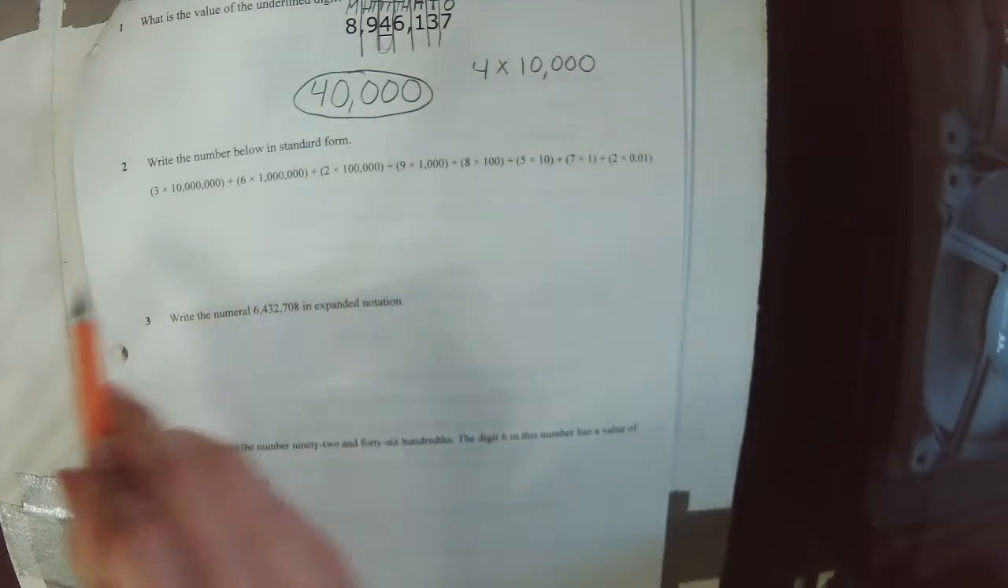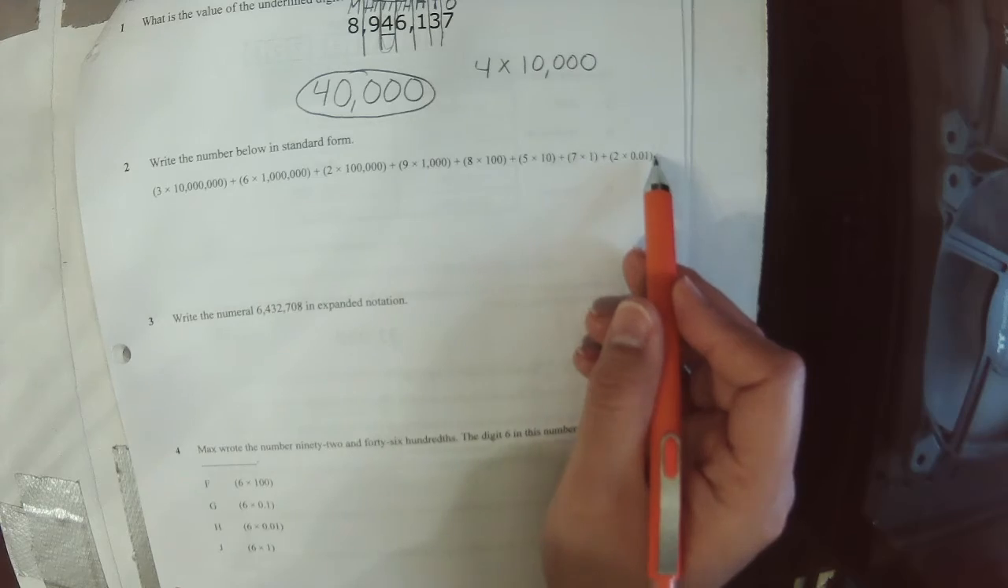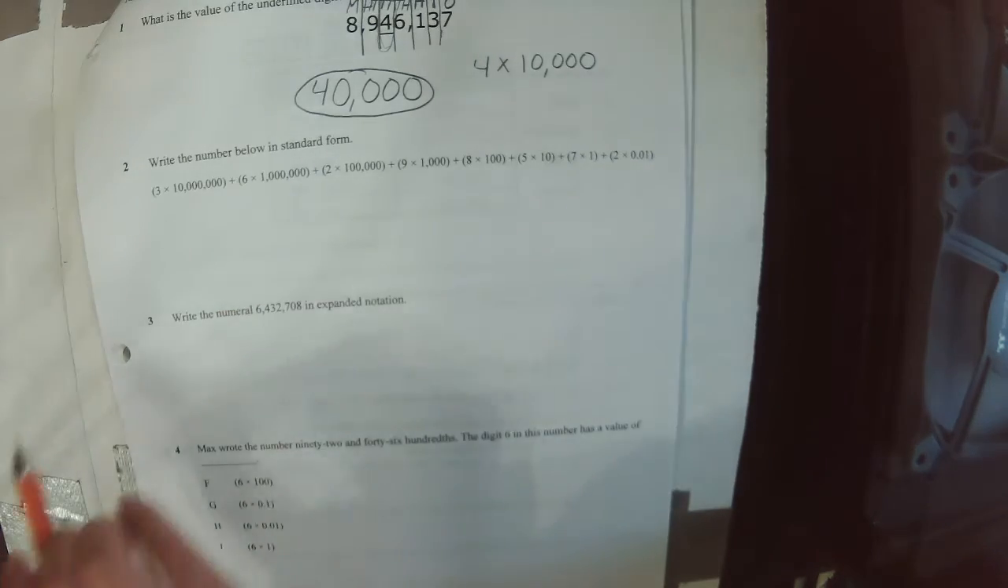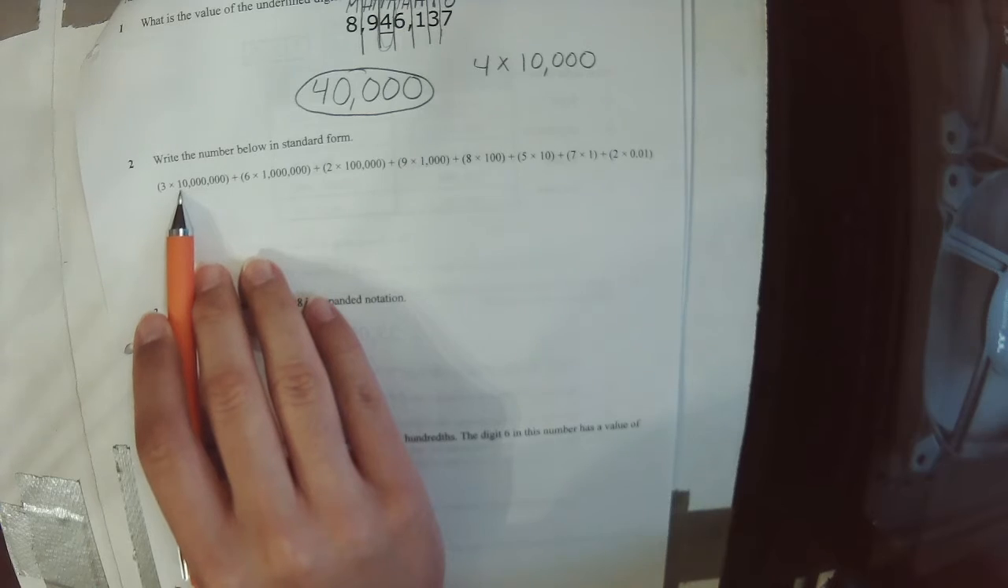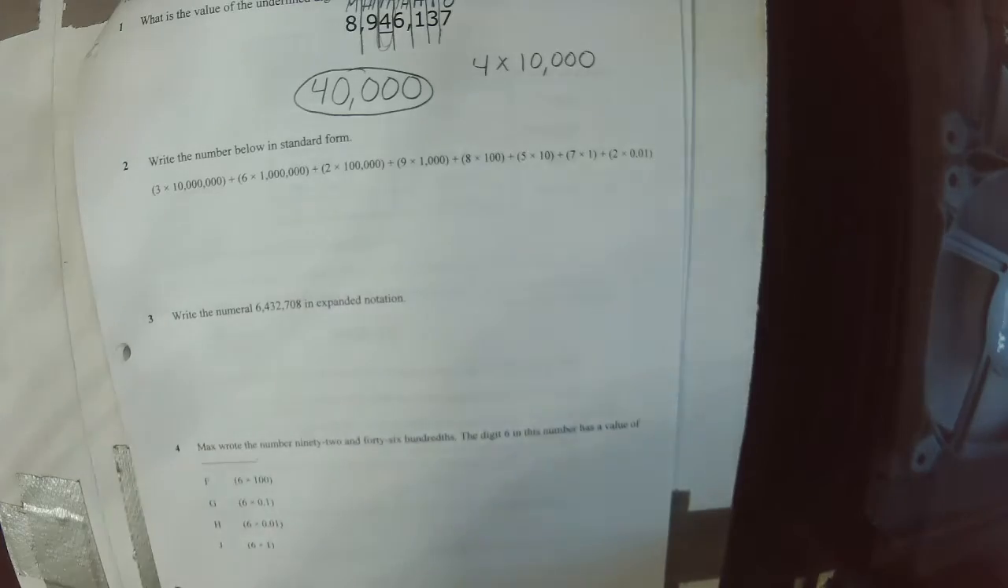Okay, number 2. Write the number below in standard form. We had one like this yesterday. They give us the number in expanded form, where they've broken it apart using the different place values, and all we're doing is putting it back together. I can see that they have a couple of different place values here. I can see the smallest one goes down to my decimals. I can see that the biggest one goes all the way to 10 million. That's quite a lot here.